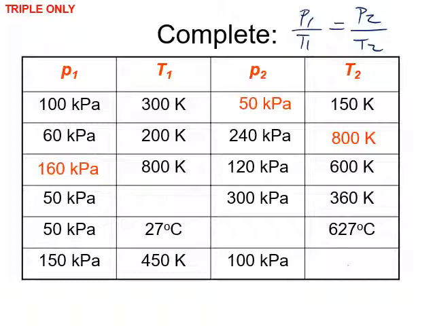The fourth example, the pressure at the start is 50 kilopascals. The pressure at the end is 300 kilopascals with a temperature of 360 Kelvin. So the pressure has increased, so I'm guessing that the temperature at the start would have been cooler. Indeed, it was 60 Kelvin. Next, 50 kilopascals, 27 degrees Celsius at the start. The temperature at the end is 627 degrees Celsius. The first thing you're going to do is convert to Kelvin, and you should find that the pressure has increased to 150 kilopascals. And finally, the pressure at the start is 150 kilopascals at 450 Kelvin. The pressure goes down to 100 kilopascals, so I'm guessing it's cooled down to around 300 Kelvin. And indeed, that's what's happened.